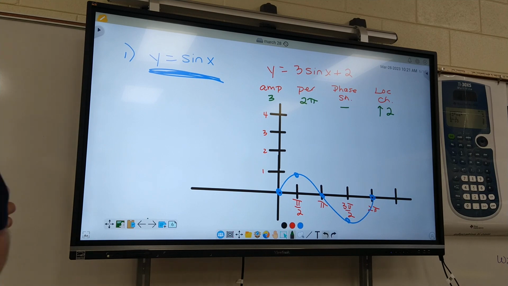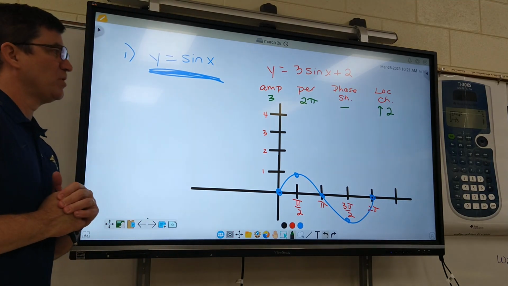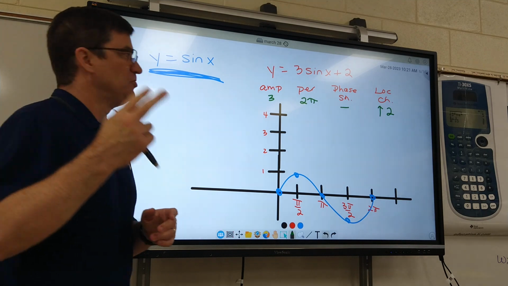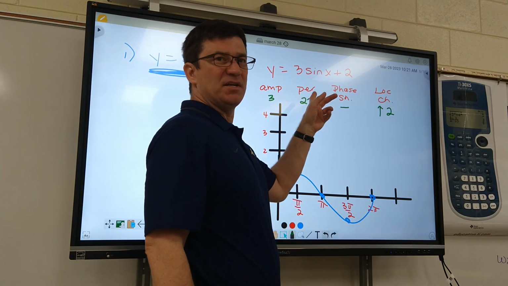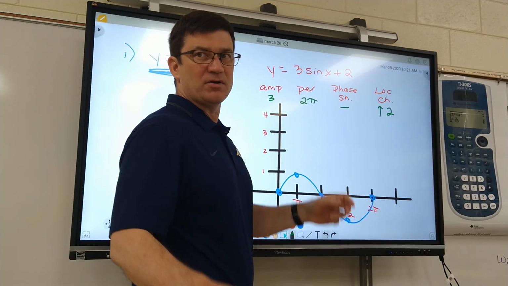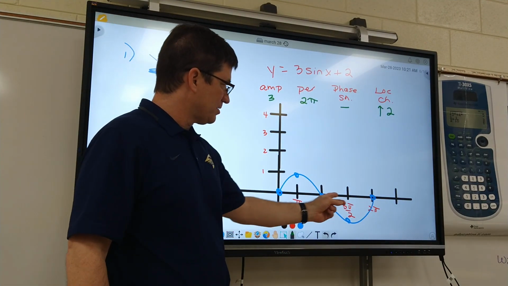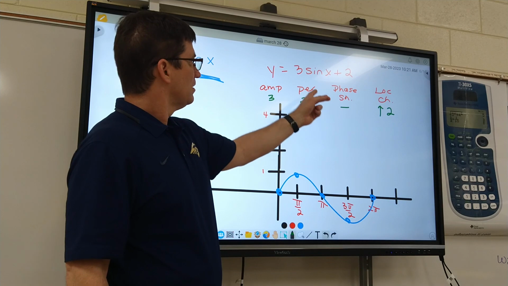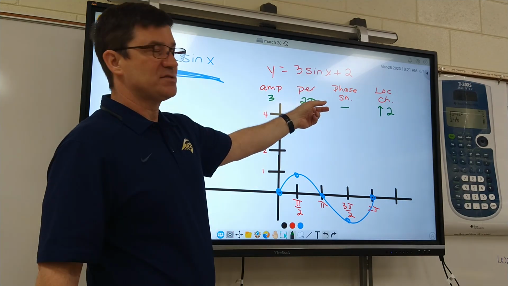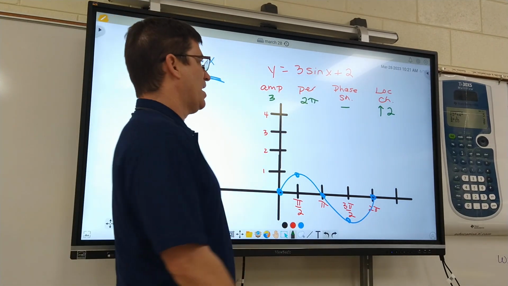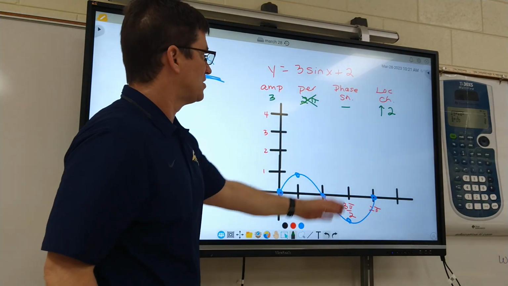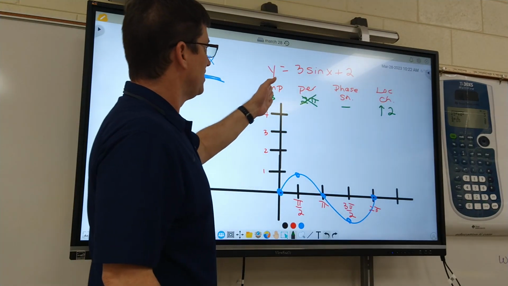Not a phase shift. And how many adjustments are we going to have to make on this problem? 2. Why don't we have to change anything on the period? Because look, the first line I drew, Harlan, the length of it was 2 pi. This graph, the length is going to be the same thing. So we don't have to change that. I'm not even going to worry about that. We got to change location change and the amplitude.